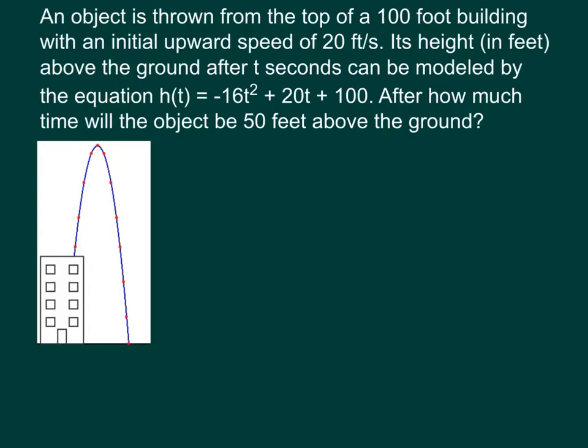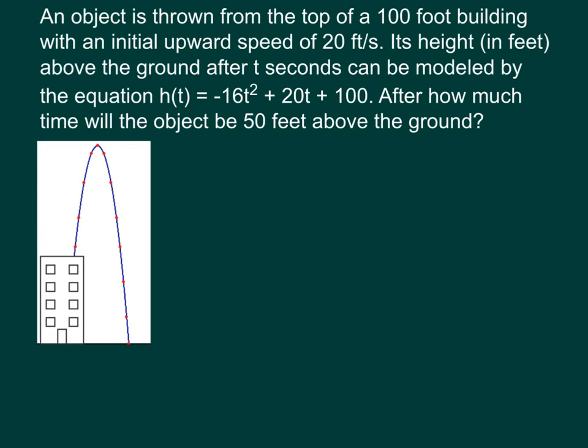Alright, let's try to apply the quadratic formula in a real-world context, and something that involves a word problem here. I'm going to take an object and throw it from the top of a 100-foot building with an initial upward speed of 20 feet per second. Its height, in feet, above the ground after t seconds can be modeled by the equation h of t equals negative 16t squared plus 20t plus 100. After how much time will the object be 50 feet above the ground?